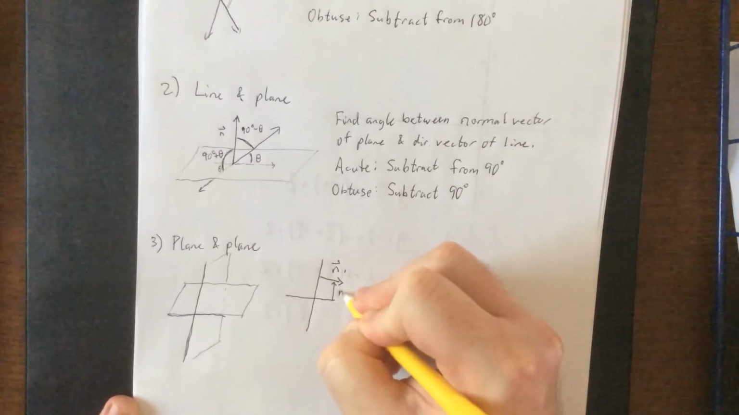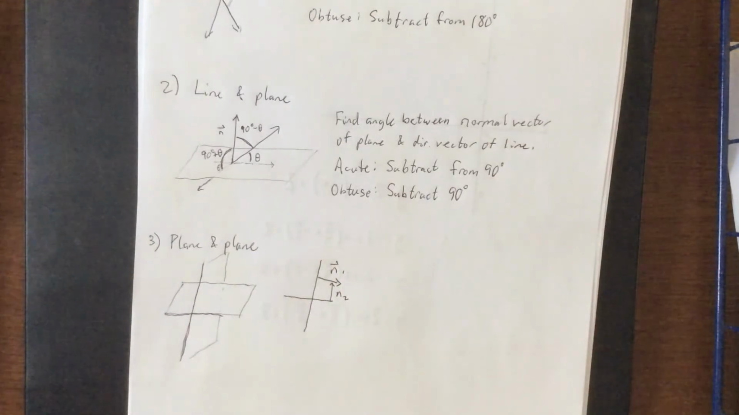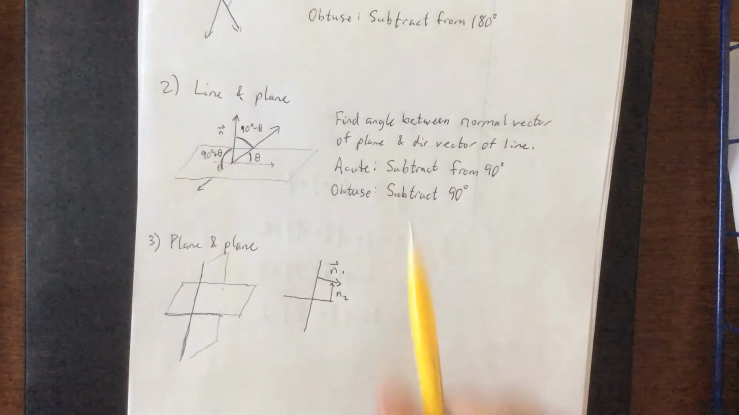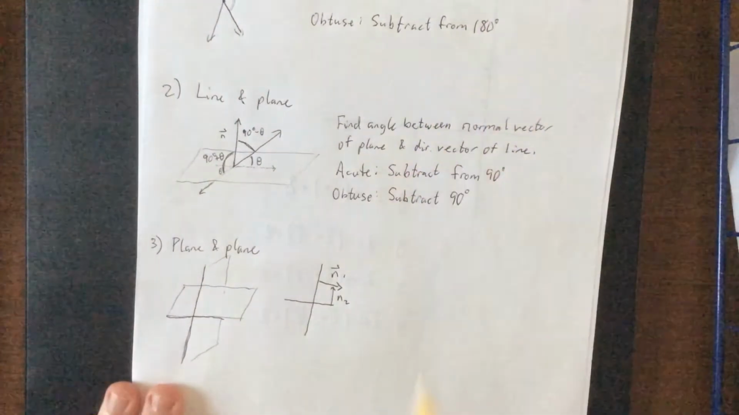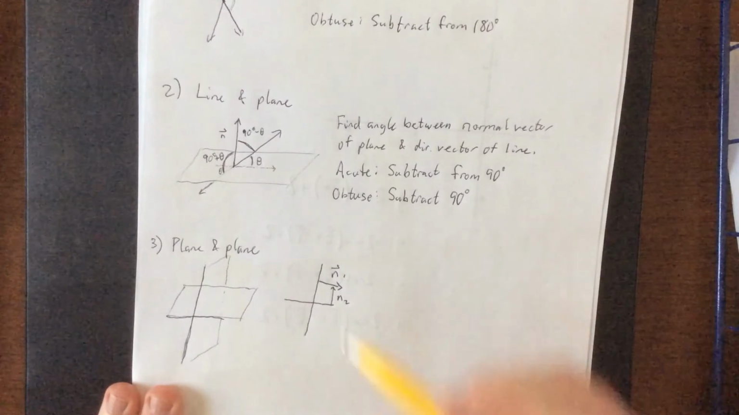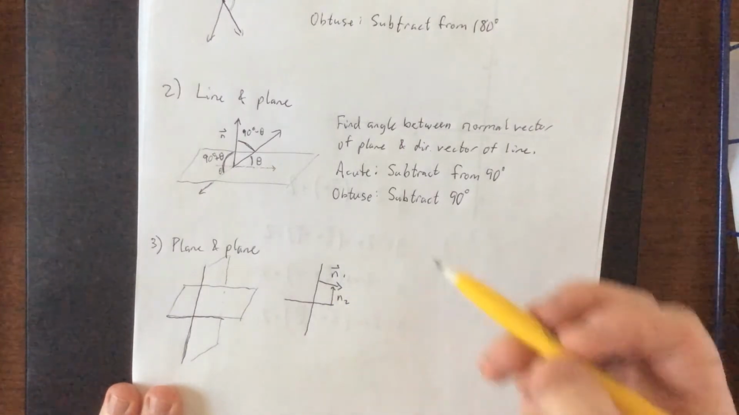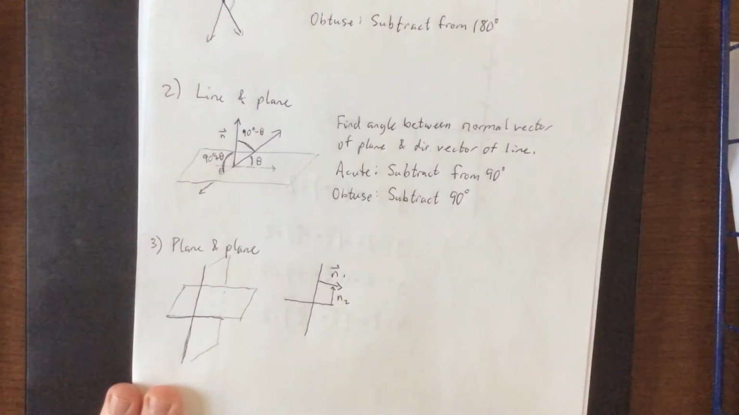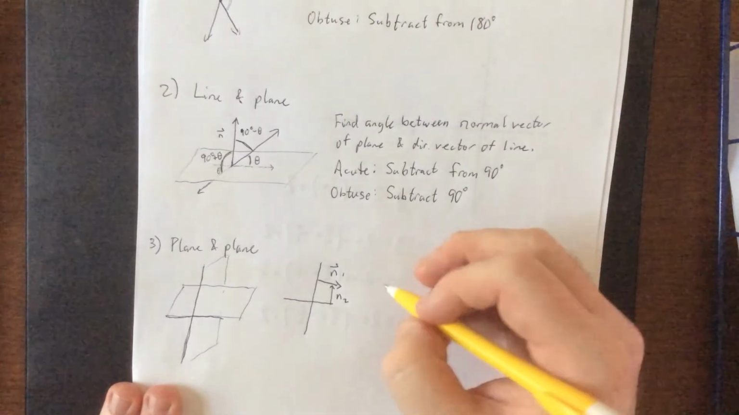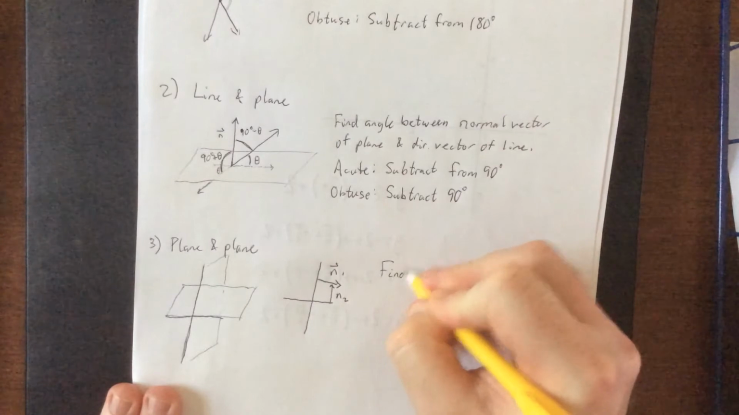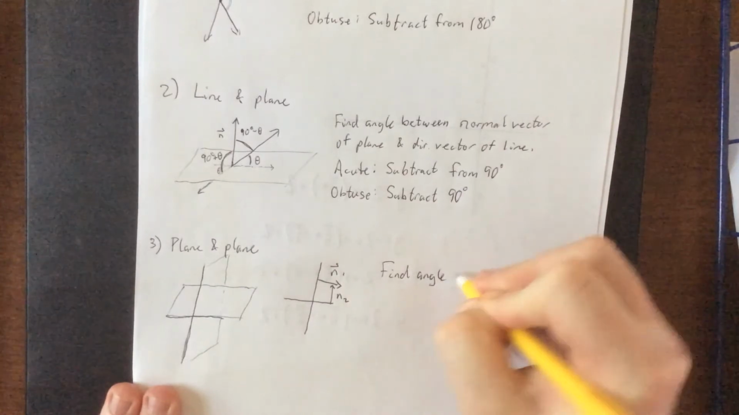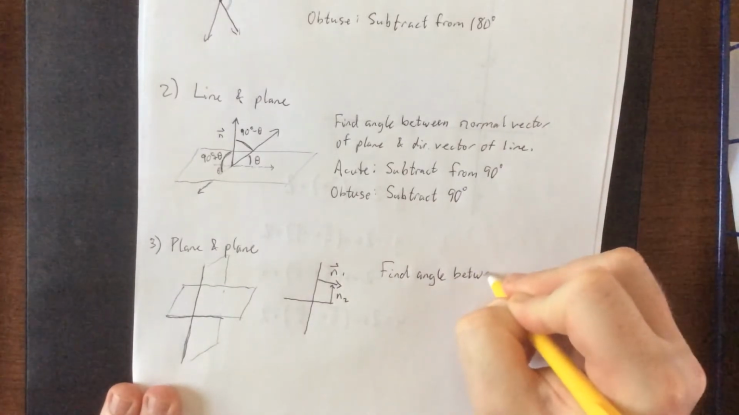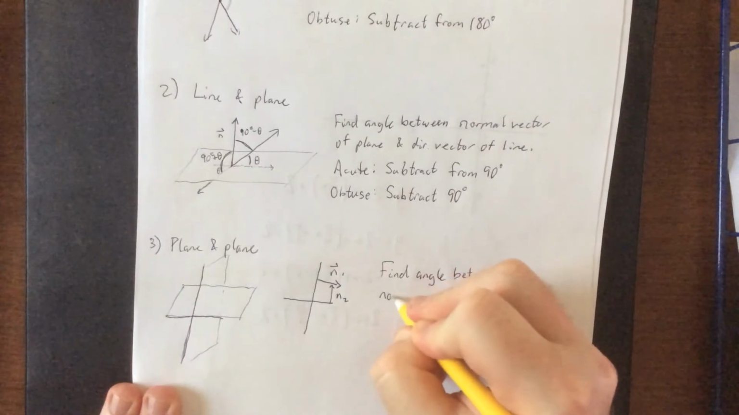So the question becomes, how will those be related to each other? And the answer is, well, exactly the same as what we saw for the lines up here. Now, the normal vectors, you'll either get something obtuse or something acute. If you wind up with something obtuse, then you subtract it from 180 and you're all good. So find the angle between the normal vectors.